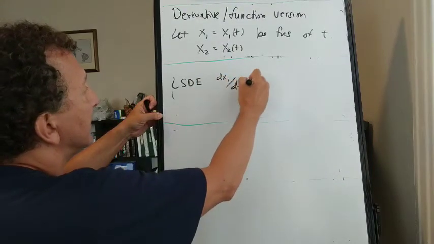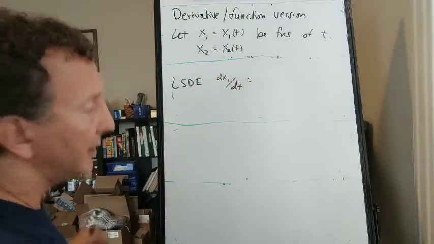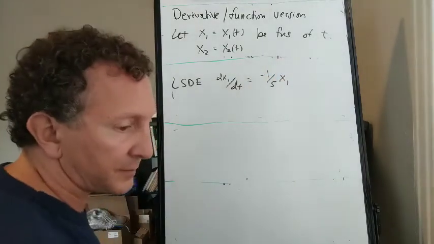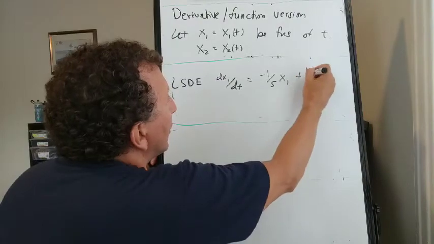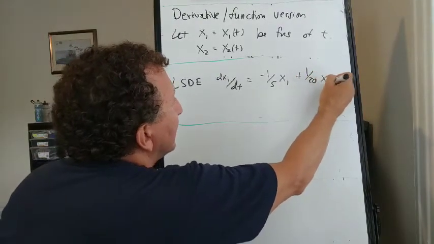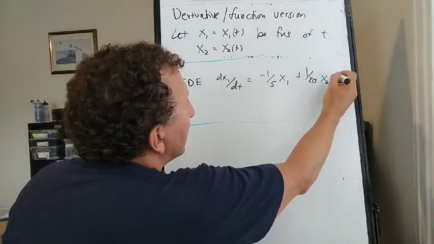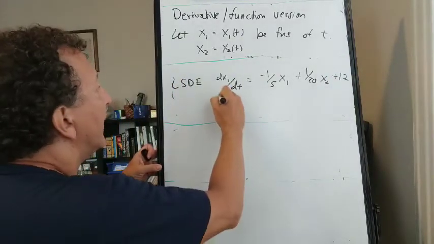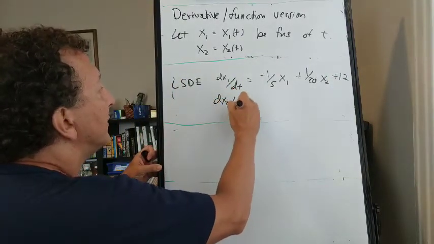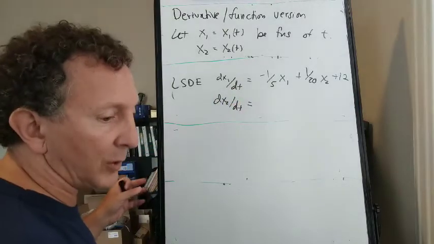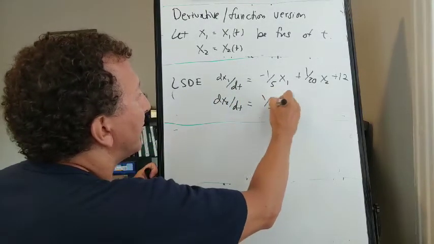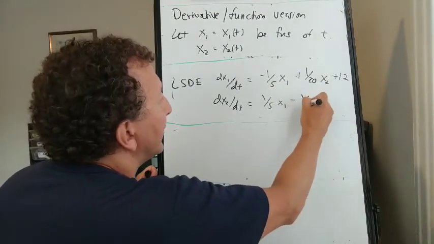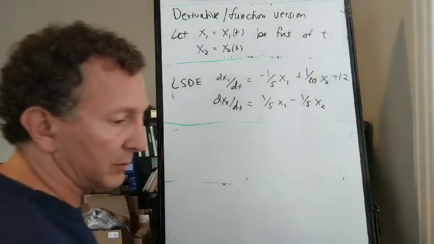dx1 dt equals negative 1/5 x1 plus 1/20 x2 plus 12. And dx2 dt equals 1/5 x1 minus 1/5 x2.